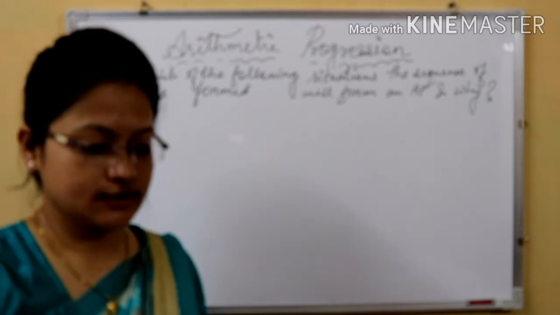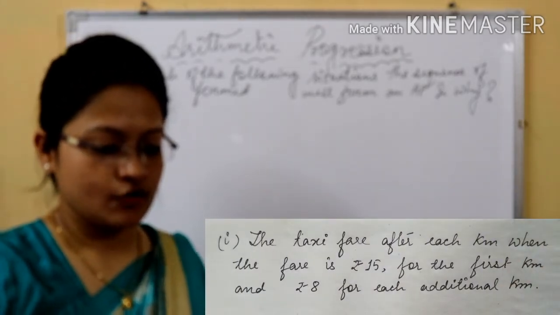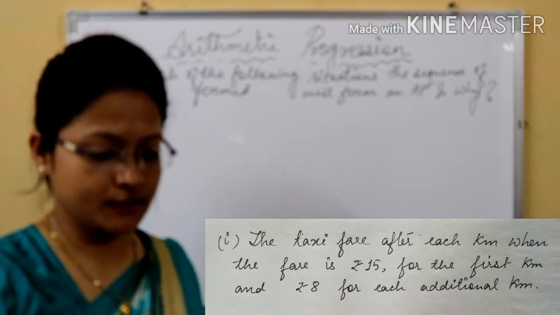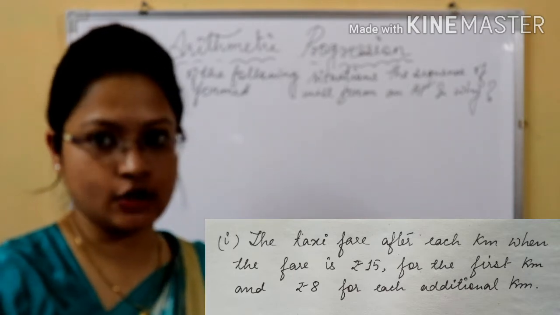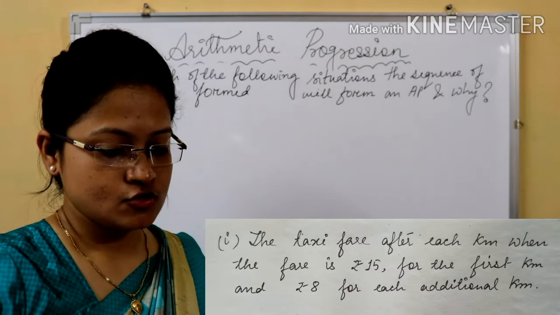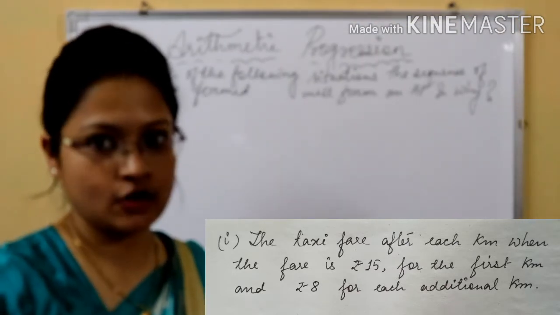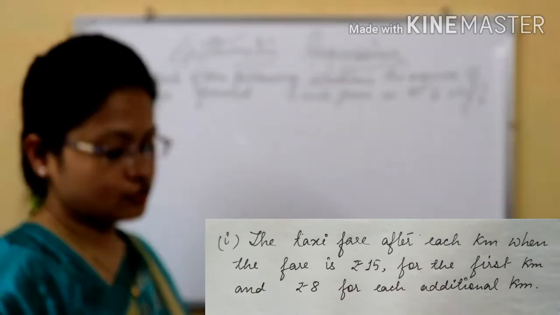In which of the following situations will the sequence of numbers formed form an AP, and why? The question is: the taxi fare after each kilometer when the fare is rupees 15 for the first kilometer and rupees 8 for each additional kilometer. So we have to find out whether this given situation forms an AP or not, and if it forms one, why. So how to do this?